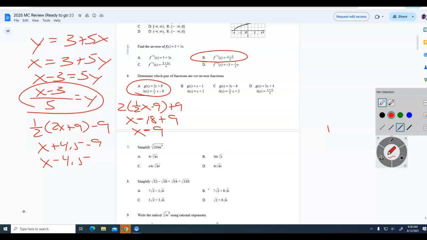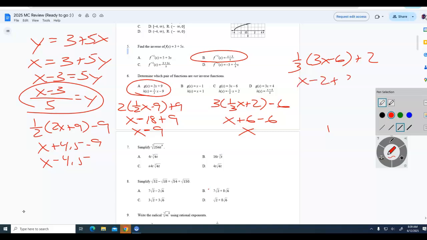Just to show you when something is an inverse, let's do C. 3 times 1/3 x plus 2 minus 6. Well, that's x plus 6 minus 6. That equals x. If I went the other way, and I went 1/3 of 3x minus 6 plus 2, I would get x minus 2 plus 2, which also gives me an x. Therefore, it would be an inverse.